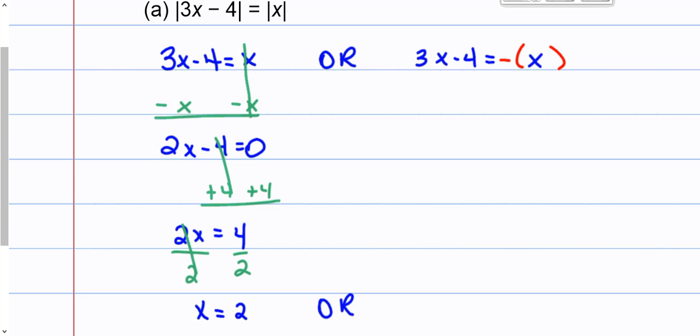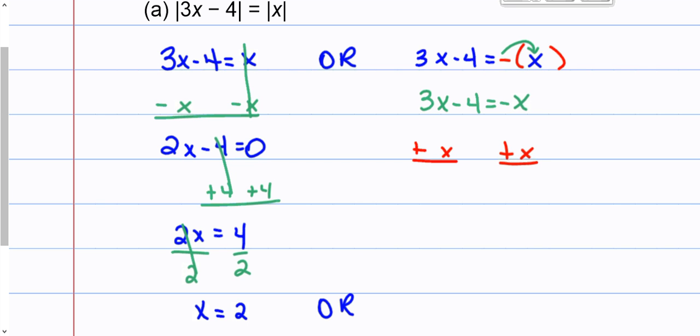Before I can move on with the right side, I have to distribute that negative sign into my parentheses, which this time it's easy because there's only one term. So now I have 3x minus 4 equals negative x. So on this step, instead of subtracting x from each side like I did on the left side, I'm going to add x to each side because the opposite of negative is positive. So I'm adding x to both sides of my equation.